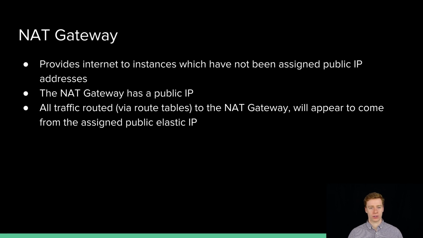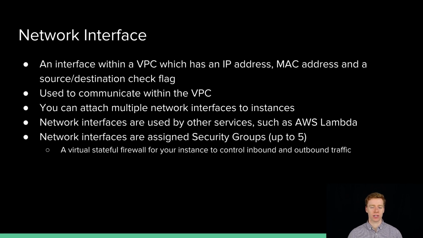A network interface is an interface within a VPC that has an IP address, a MAC address, and a source destination check flag. It's used for different services to communicate within your VPC. For example, you have EC2 with a network interface, and you could also have Lambda, which uses network interfaces to talk into your VPC. And there are other services that also do this to gain access into your VPC. Multiple network interfaces can be assigned to a specific EC2 instance, and that can be useful if you want to have your EC2 instance span over multiple VPCs.